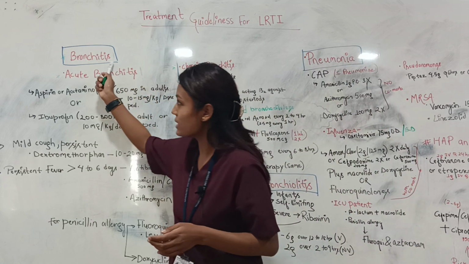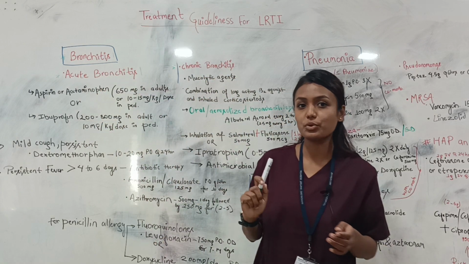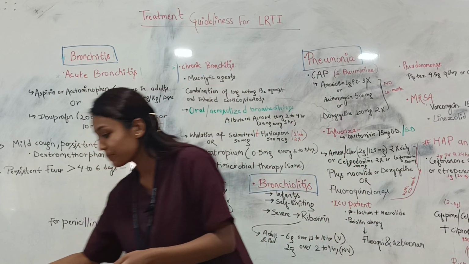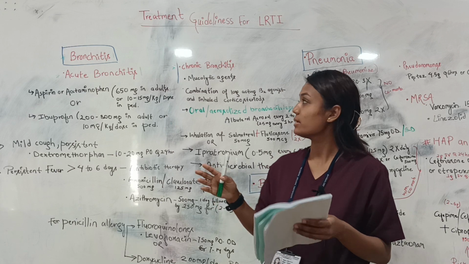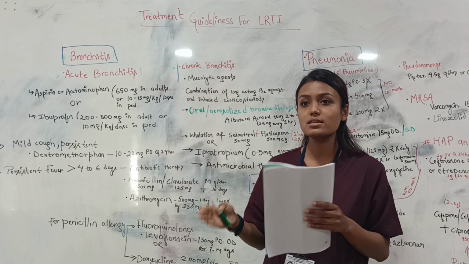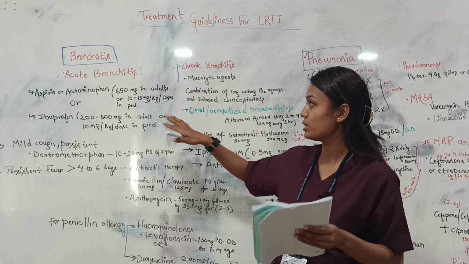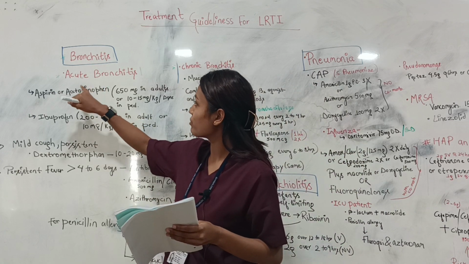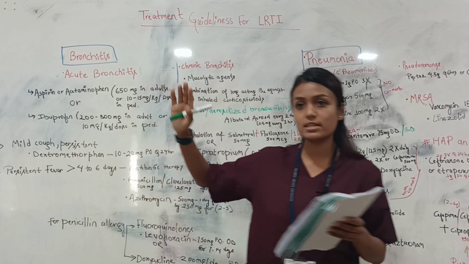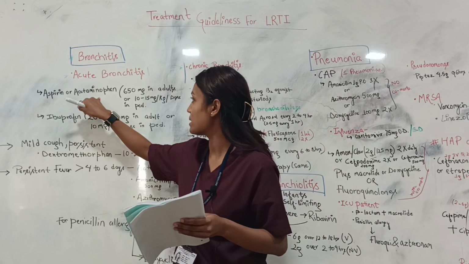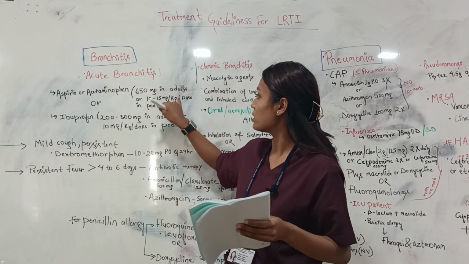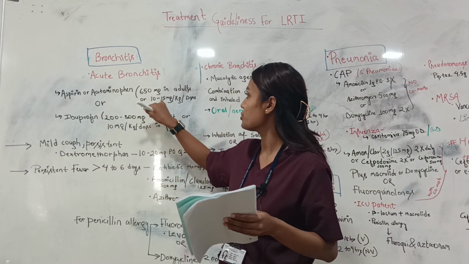So first, bronchitis. Bronchitis is the inflammation of the bronchioles, and the inflammatory process doesn't extend up to the lungs. It will remain only up to the bronchioles. So the first treatment is to reduce the inflammation. So we'll give aspirin or acetaminophen 650 mg in adults. In case of pediatrics, it's 10 to 15 mg.